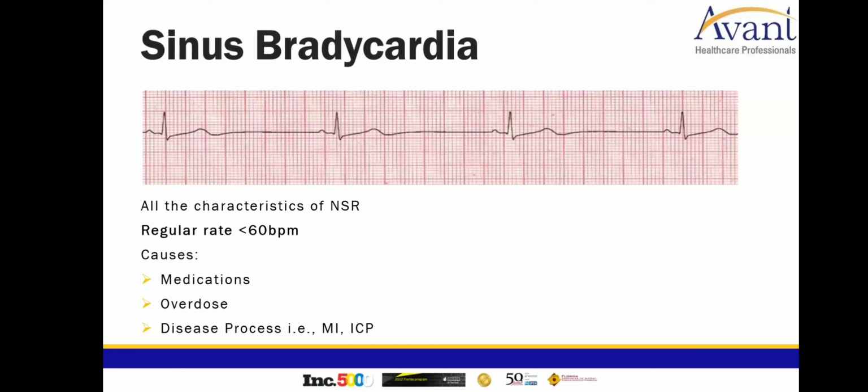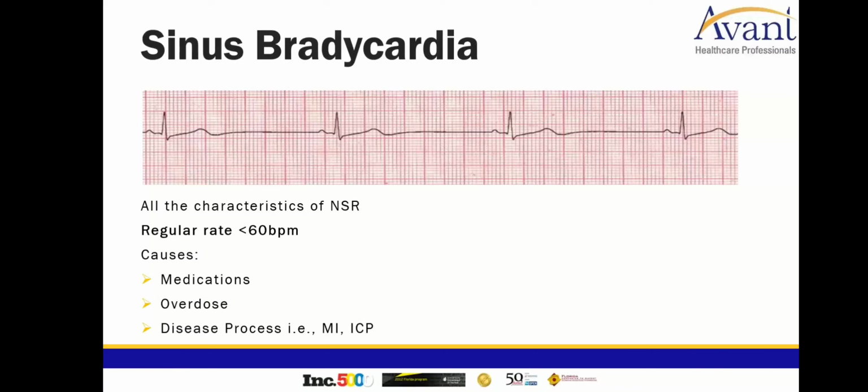Some of the causes for sinus bradycardia could be medications, and primarily that's going to be your main reason why someone would be bradycardic, because of medications like beta blockers, calcium channel blockers, or antiarrhythmics that can slow down the heart rate. Cases of overdose, especially with barbiturates, can also cause a bradycardia, and other disease processes like MIs and increased cranial pressure.